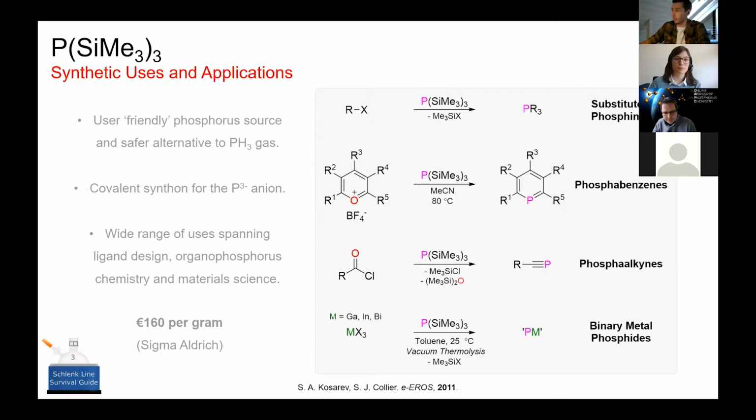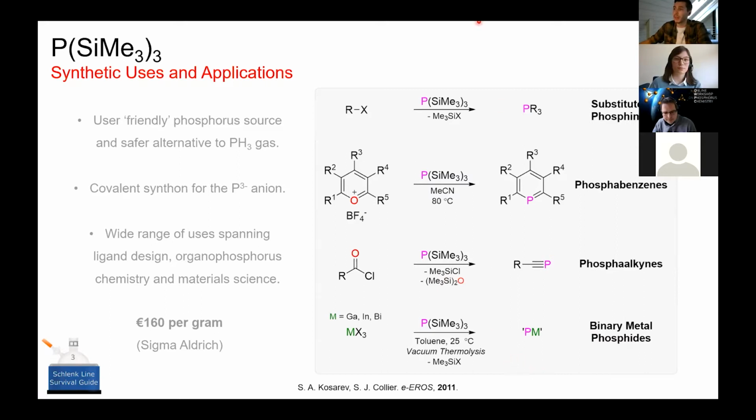One interesting area of research which has been highlighted in some of the talks and posters is phosphobenzenes, and we can prepare these from pyrrolium salts. We can also make phosphoalkenes, and we've just seen the chemistry that they can do, so obviously that's another exciting area here. And when we're talking about materials chemistry, then tris-trimethylsilyl phosphine and related compounds are often used to prepare these binary metal phosphides.